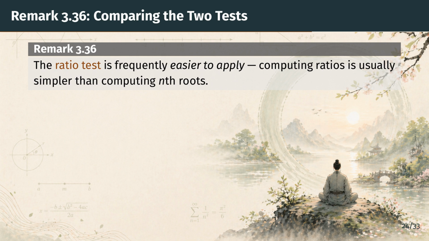Remark 3.36 weighs the 2 tests against each other. In day-to-day practice, the ratio test is frequently easier to apply, simply because computing a ratio of consecutive terms is usually less work than computing an nth root, and then its limit. So for many standard series, the ratio test is the convenient first choice. But ease of use is not the whole story. Next, the deeper comparison.